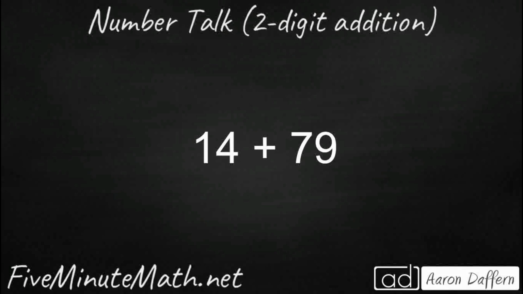Today we are looking at the expression 14 plus 79. What we do in a number talk is we use mental math. That means no paper, no pencil to try to solve an expression. And then when we have our solution, we look at all of the different strategies we could have used to figure it out. So before we go any further, let's go ahead and do that.